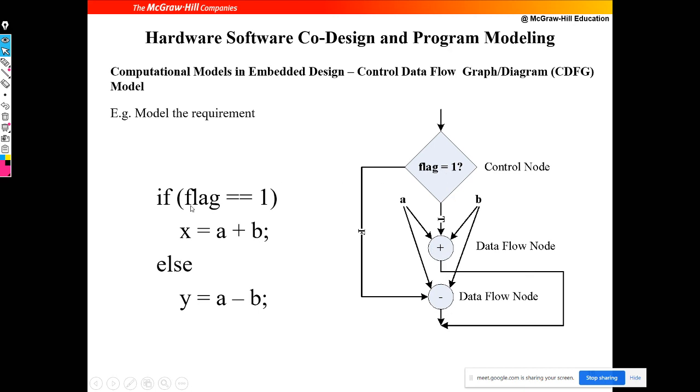For example, if flag equals 1, then x equals a plus b, else y equals a minus b, can be represented like this. We've seen flow charts, so it's something like a flow chart, but you have a data flow graph and a flow chart embedded into it.